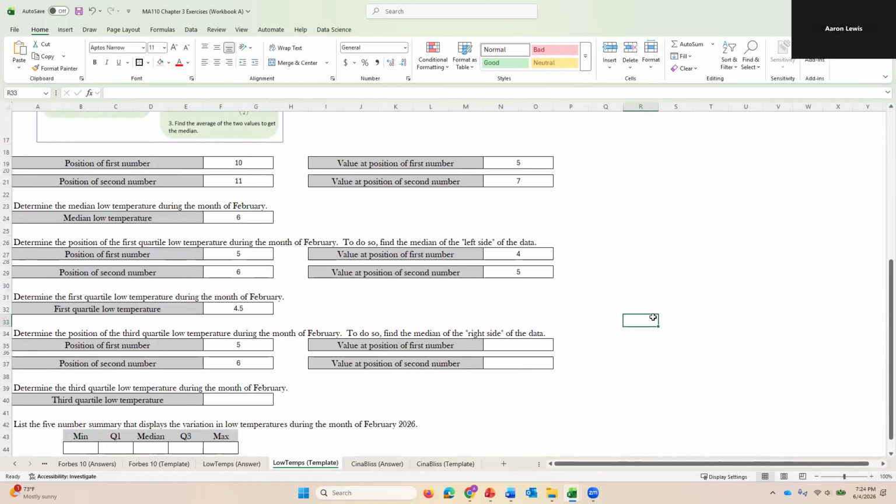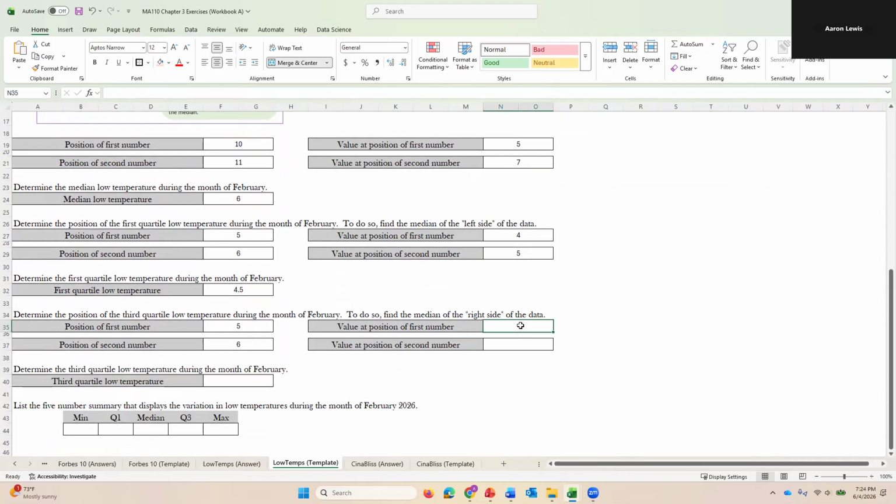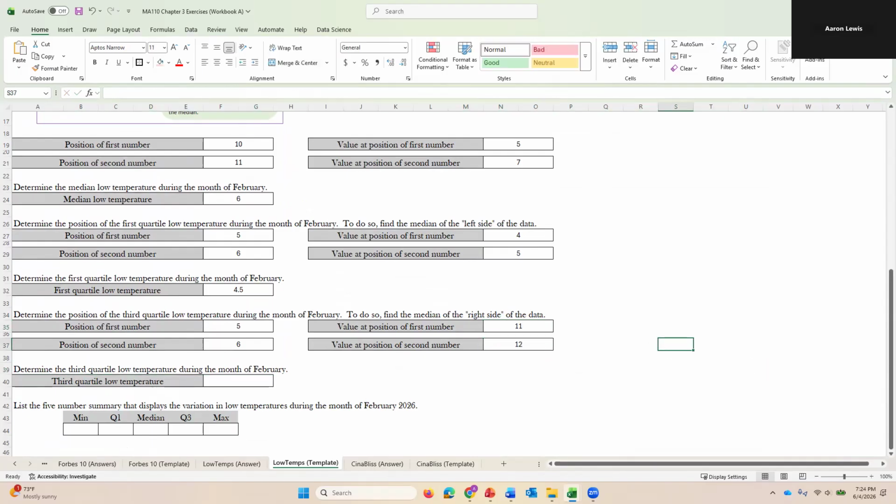So what are the fifth and sixth orange numbers that we have listed up on top? Well, 1, 2, 3, 4, 5. The fifth number is 11. And 6, the sixth number is 12. So down here, the value of the first number would be 11. And the value of the second position would be 12. And now I just got to find the average of those two points by adding them together and dividing by 2. So equals 11 plus 12 divided by 2. And our third quartile, low temperature, would be 11.5 degrees.